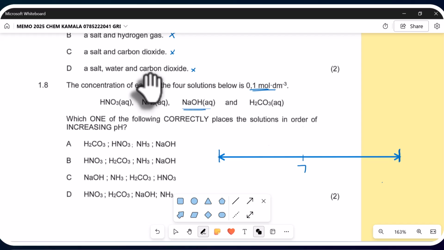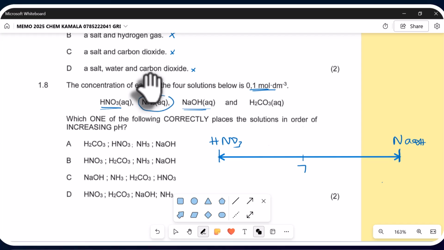Okay, and then now ammonia, and ammonia is a weak base, meaning it is bigger than 7 somewhere here. Okay, and then the carbonic acid, this one here, it is a weak acid, so it means that it must be somewhere here, not far from the 7.